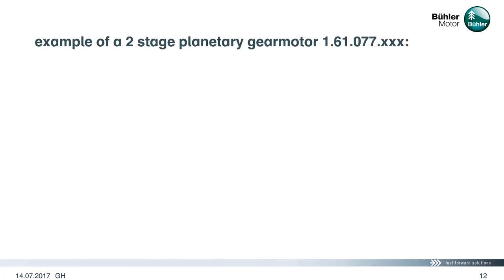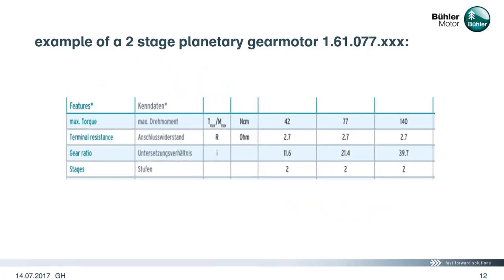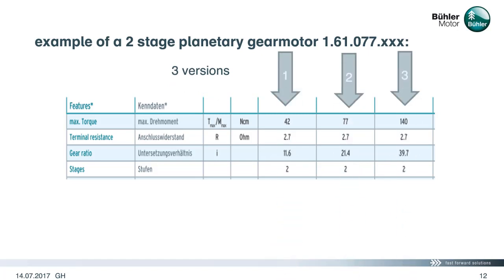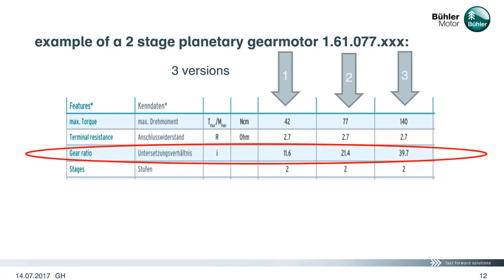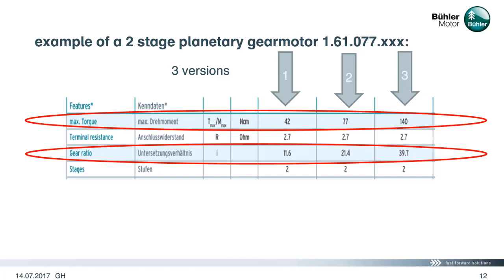As an example, we look at a two-stage planetary gear motor type 161077XXX. The datasheet shows three versions of this gear motor with three different gear ratios. On the numbers, we can also see that the maximum torque, Tmax, increases with increasing gear ratios. This maximum torque is limited either mechanically by the gears in the gear train or by the torque capability of the motor.